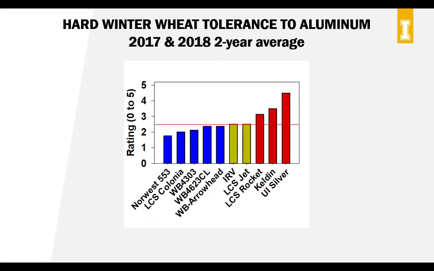We've done the same thing for our hard wheats, and again you can see some varieties are very tolerant, such as Norwest 553, a couple Westbred lines in here, including Arrowhead, a couple intermediate, and I'll note LCS Jet in particular. I know that's probably become one of the most popular hard red wheats in the Northwest because of its yield potential. It does really, really well. But it is a little bit more on the intermediate side. But you move over to things such as LCS Rocket, Keldin, and Silver, they're quite a bit more sensitive. So if you're in areas with acute acidification, those aren't going to do very well.